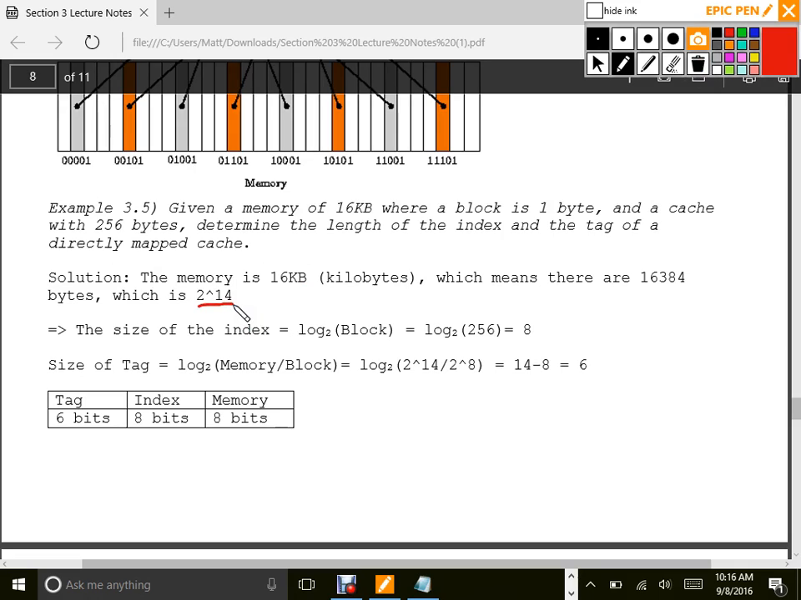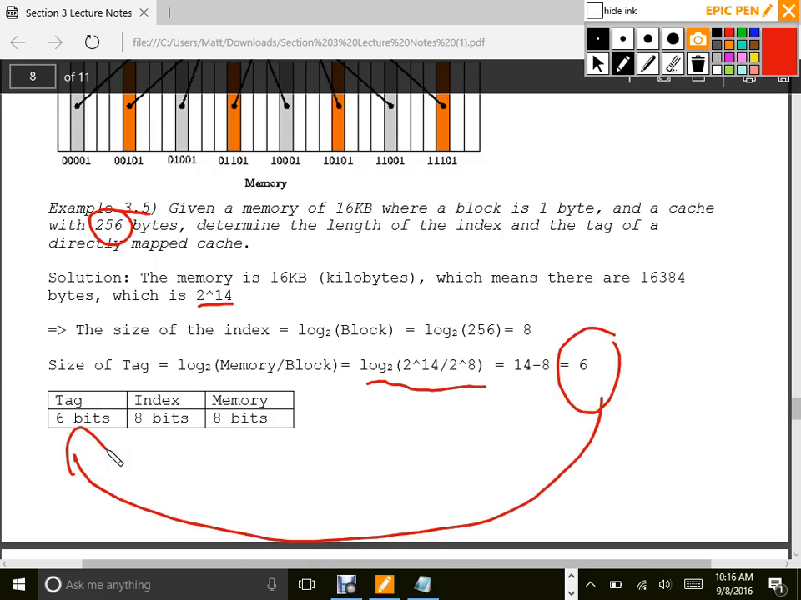So we come up with the size of our tag. We have 2 to the 14 divided by 2 to the 8, which is 256, right? So 14 minus 8 is 6, which is our tag. And then 8 is our index.